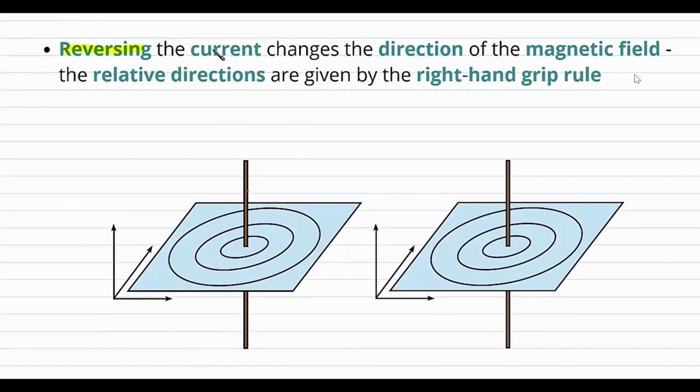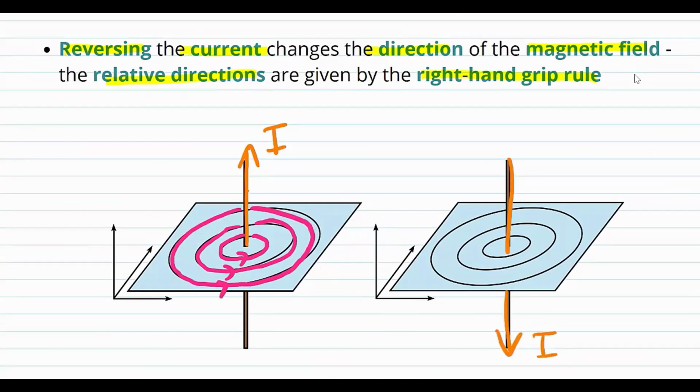Notice that if we reverse the current, it will change the direction of the magnetic field. The relative directions are given by something known as the right-hand grip rule. So on the left, we have our current going in this way, and the magnetic field lines form concentric circles pointing in this direction. If we reverse the current, then the magnetic field lines will also reverse direction. So now they're going in the opposite direction. The relative directions of the magnetic field are given by the right-hand grip rule.